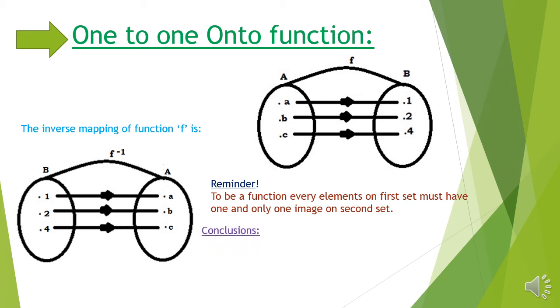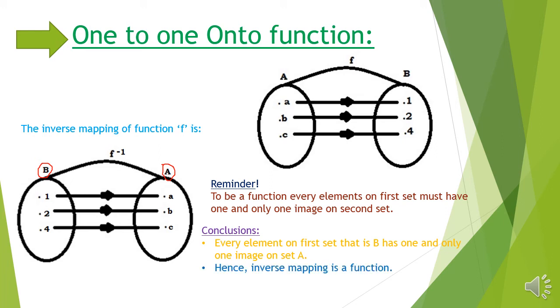So the conclusion is every element on the first set, that is B, has one and only one image on set A. Isn't it? The first set is B for the inverse mapping, and it has one and only one image on set A. That means the inverse mapping is a function. Our F inverse is a function. So inverse exists when the function is one to one onto.